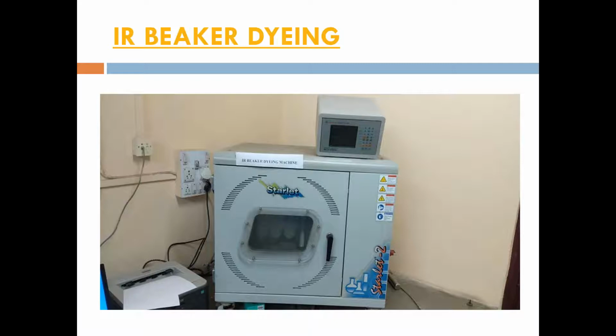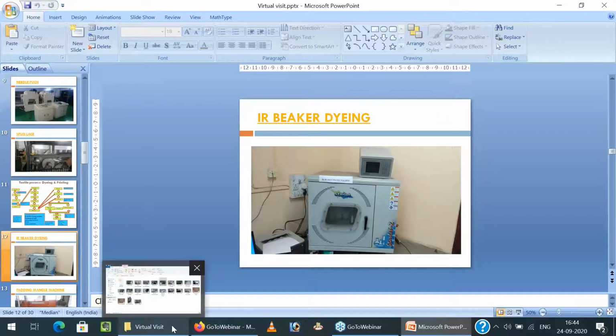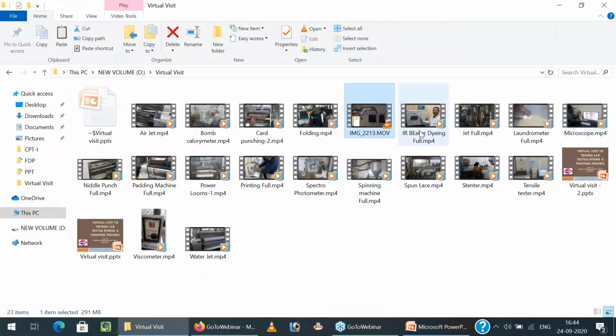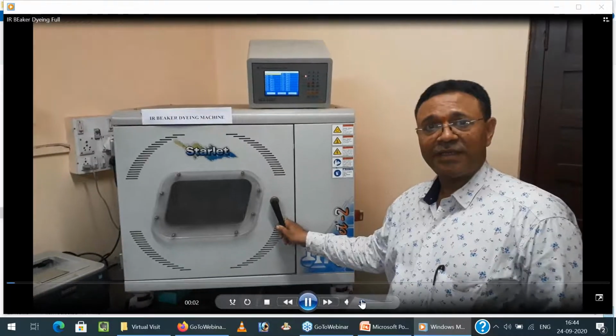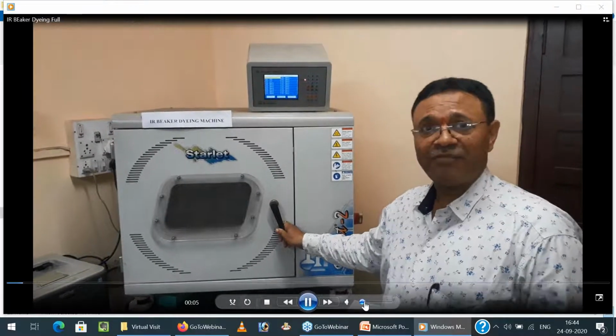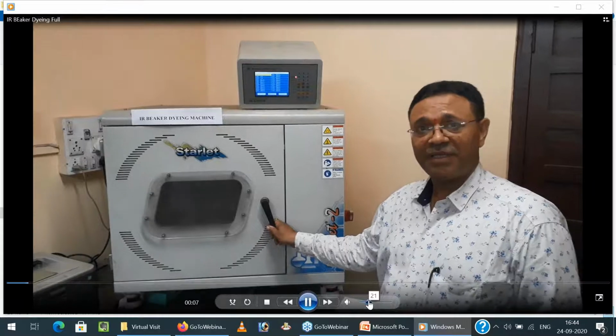Generally, these machines are glycerin bath beaker dyeing machines, but this particular model I am showing works with IR and not glycerin. So it is less polluting, and quality wise it is very good because of the infrared. It can hit all points. There is uniform heating, and you get a very uniform shade. So here this gentleman is explaining the machine.